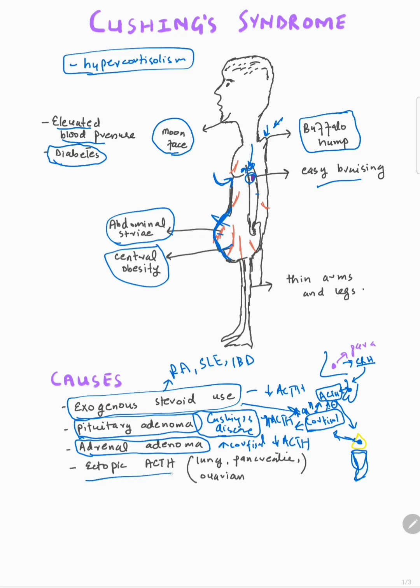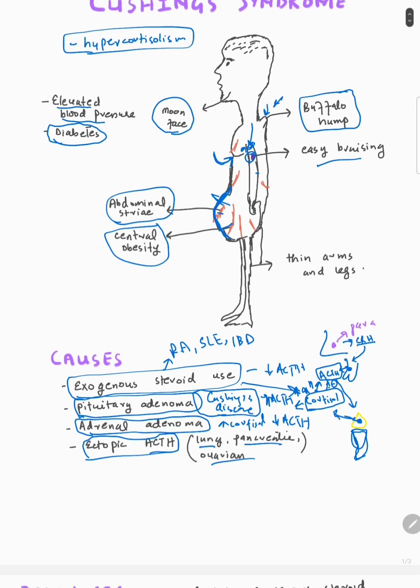And then we have the ectopic one. The ectopic are mostly just cancer related, so like lung and pancreatic and ovarian. So these are usually just from a cancerous pathology. So now we will talk about the diagnosis, and it will help you differentiate between pituitary and the ectopic, because both of them cause increased ACTH.